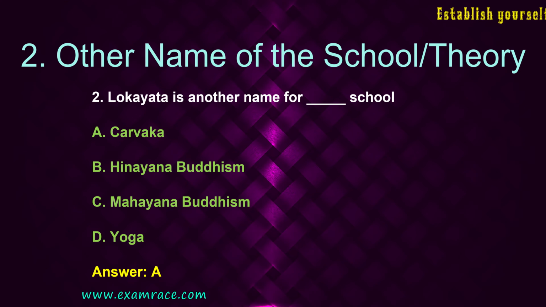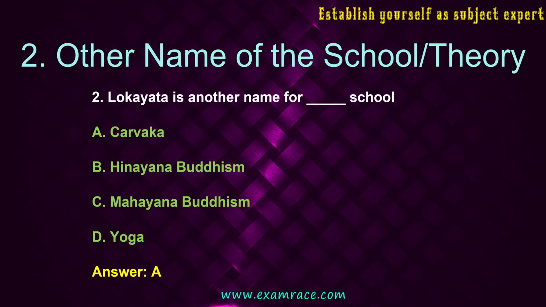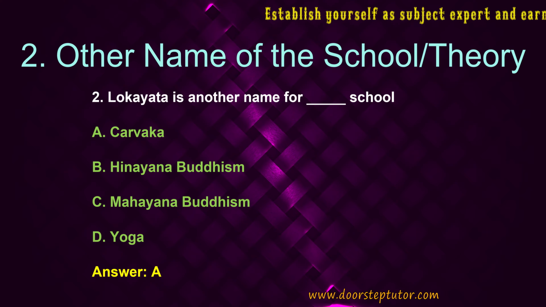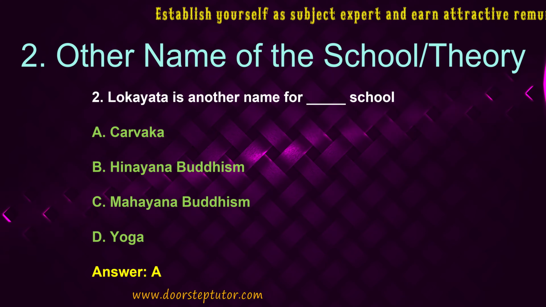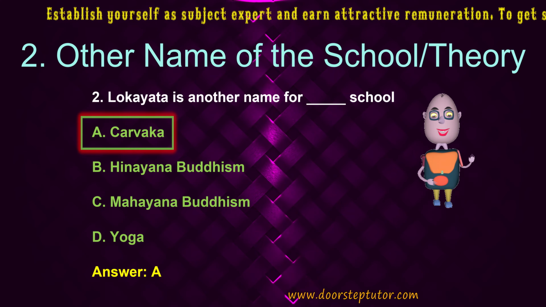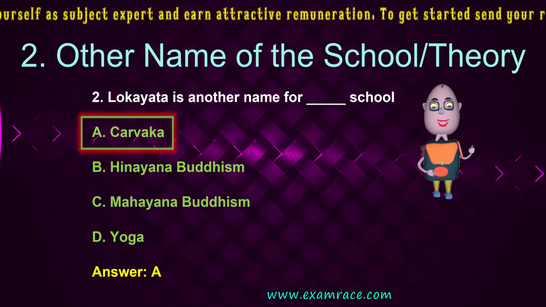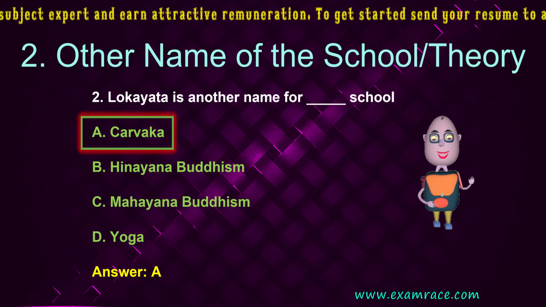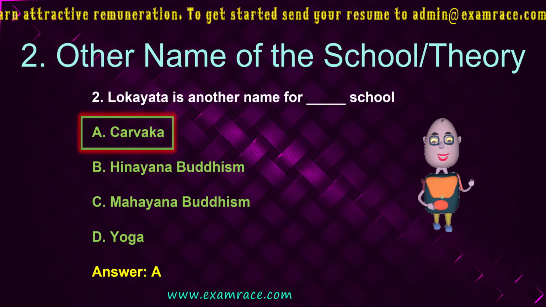Similarly, another question that could be asked on the same pattern is Lokayata is another name for Dash school. A. Charvaka, B. Hinayana Buddhism, C. Mahayana Buddhism, D. Yoga. The correct answer is A, that is Charvaka. Lokayata is another name for Charvaka school. Hinayana and Mahayana are the two important sects of Buddhism.